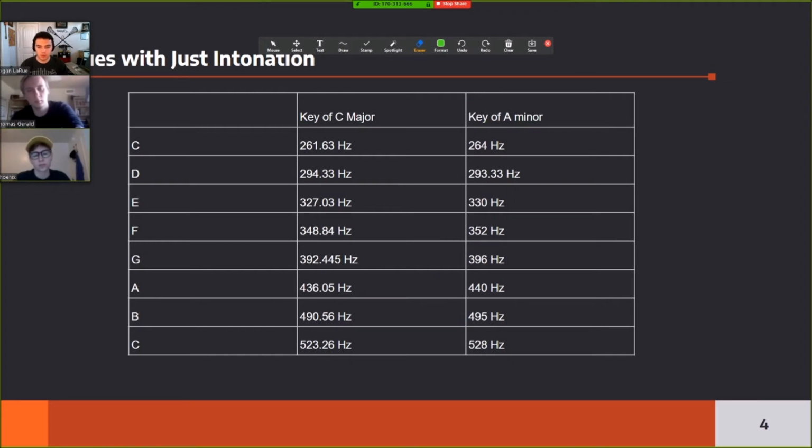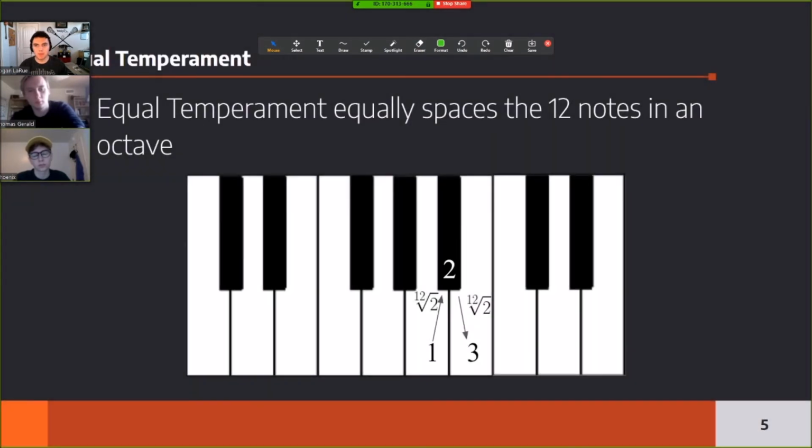And so let's get into specifics of equal temperament. Equal temperament is what we use today, and it equally spaces all the 12 notes in the octave. It does this by multiplying by the 12th root of 2, which is a very important number in equal temperament. Equal temperament uses the 12th root of 2 because if you multiply the 12th root of 2 12 times, one for each note in an octave, you get 2. So that way, in equal temperament, the octaves are always exactly double the frequency.